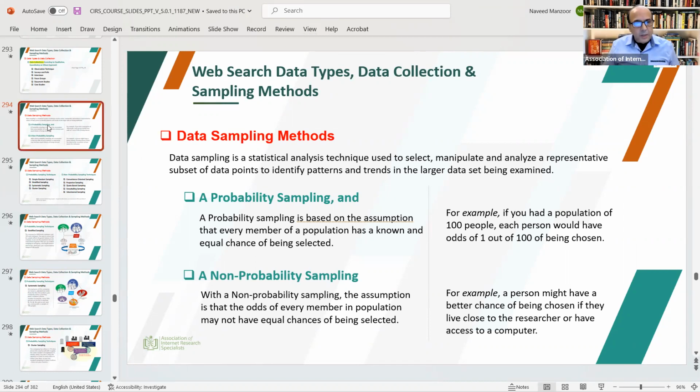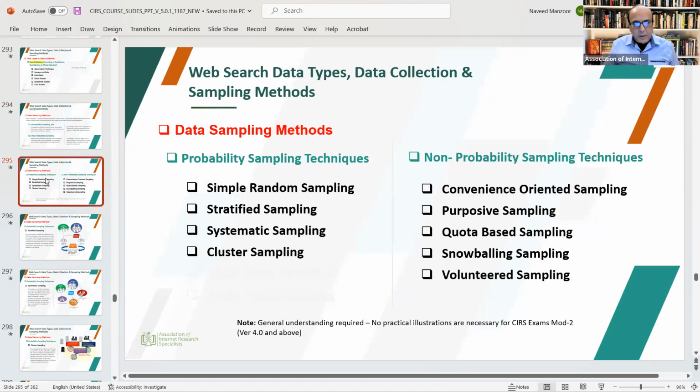So let's see what the book tells us about data sampling methods in terms of probability sampling versus non-probability. We'll start with probability sampling. There are four types we will be discussing. One is simple random sampling, which doesn't really require a lot of explanation.